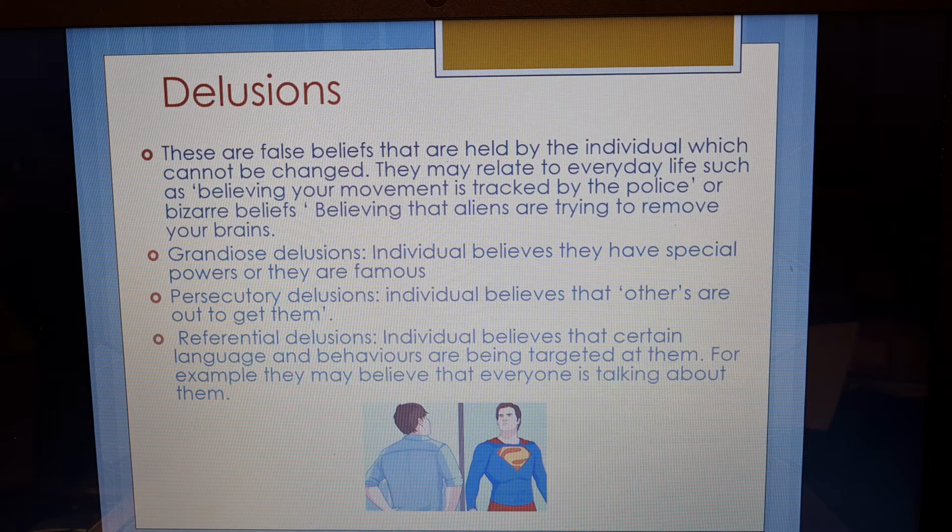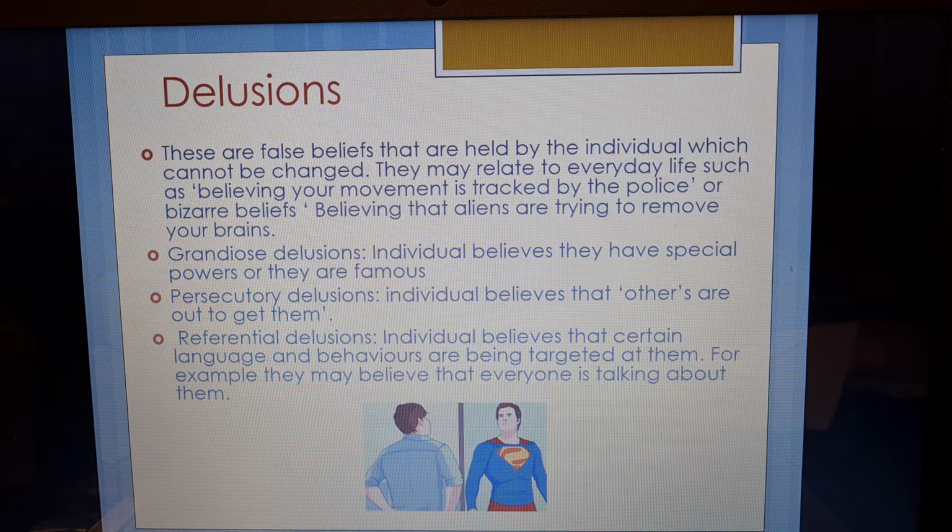Persecutory delusions. These are individual beliefs that others are out to get them. So a little bit relating to the paranoia that we were talking about earlier. Persecutory delusions is where they may act in a dangerous way because they feel that somebody's out to get them.